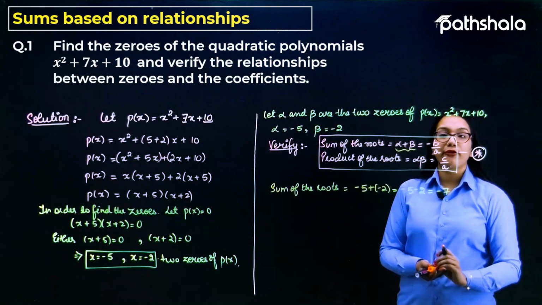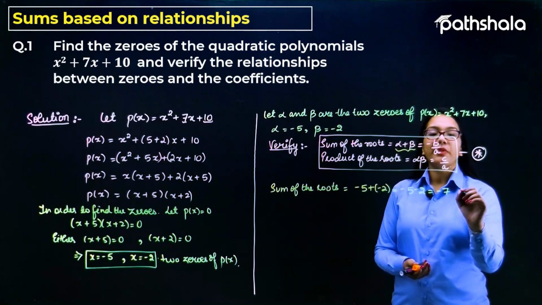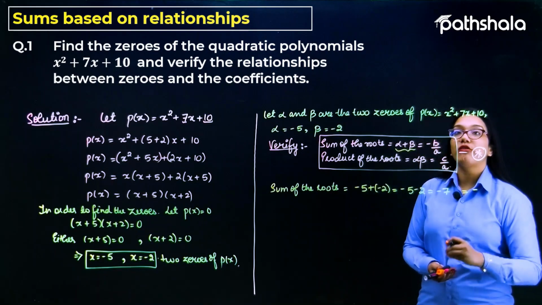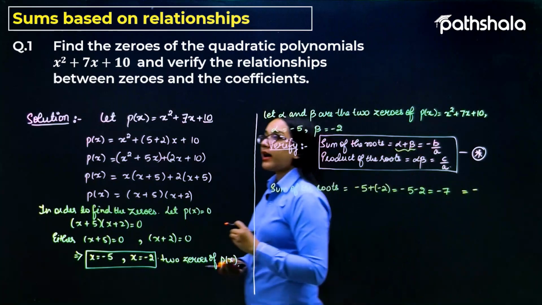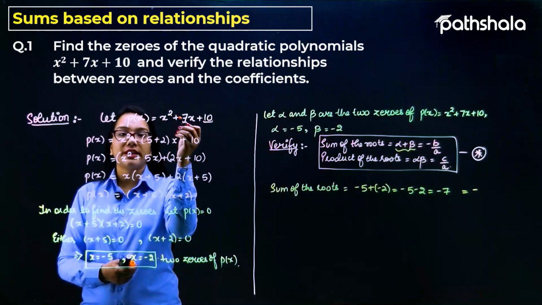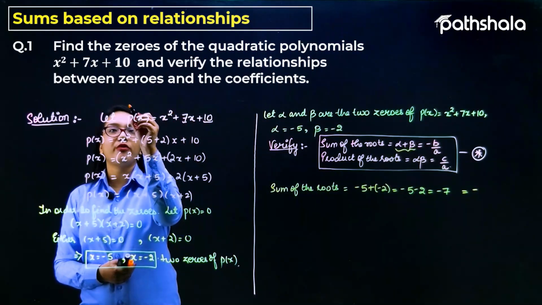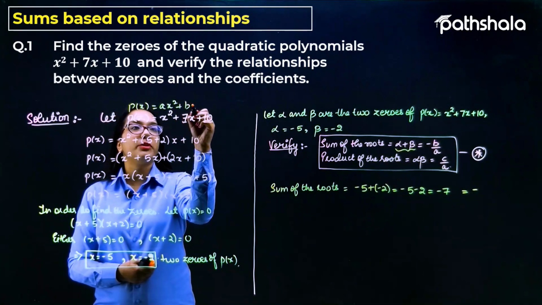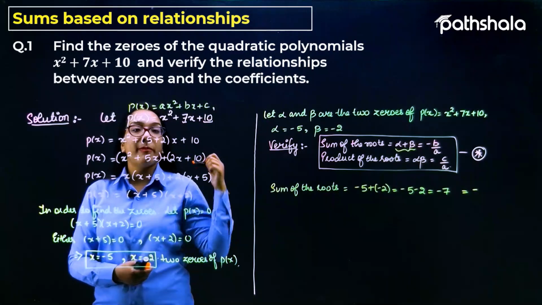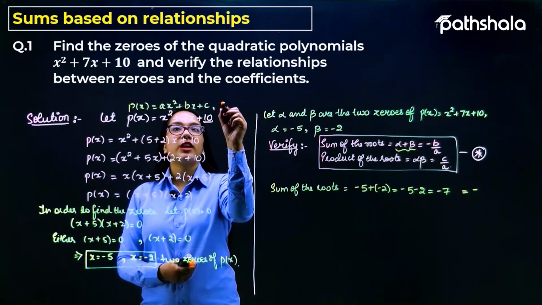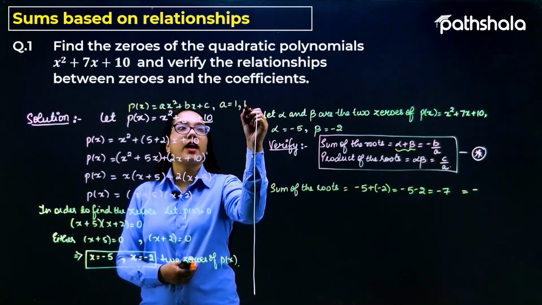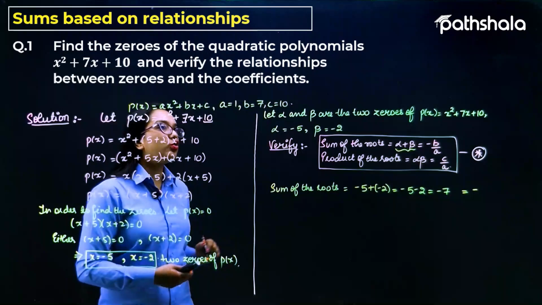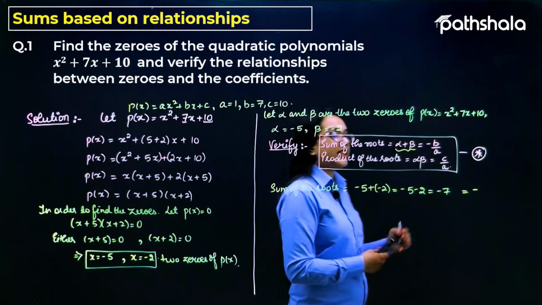Now let's just check for minus b by a. Minus b by a, minus of b. What is the value of b? So let us suppose I am expressing this p of x as ax square plus bx plus c. So by comparison, what we can say? We can say the value of a is nothing but 1, the value of b is nothing but 7, the value of c is nothing but 10. So use a as 1, b as 7, c as 10.